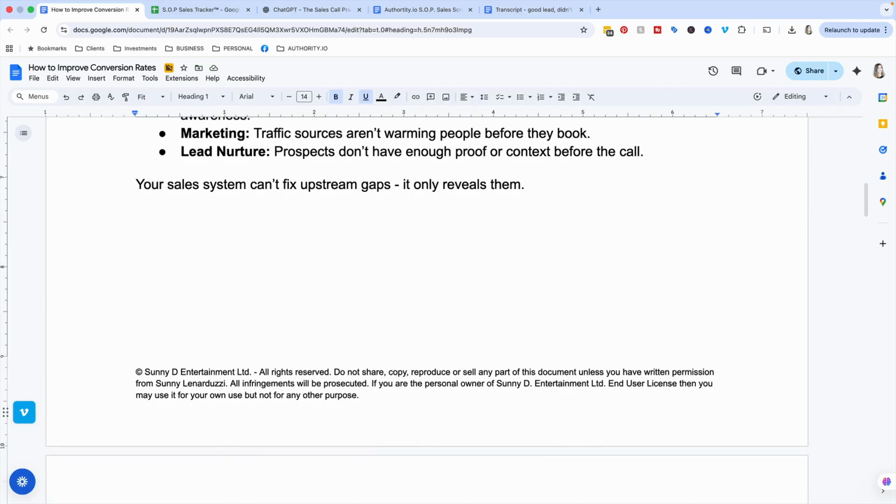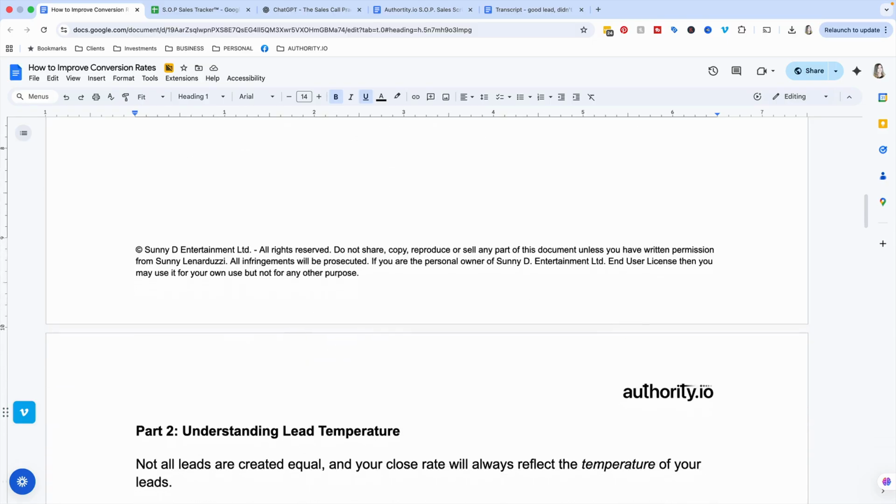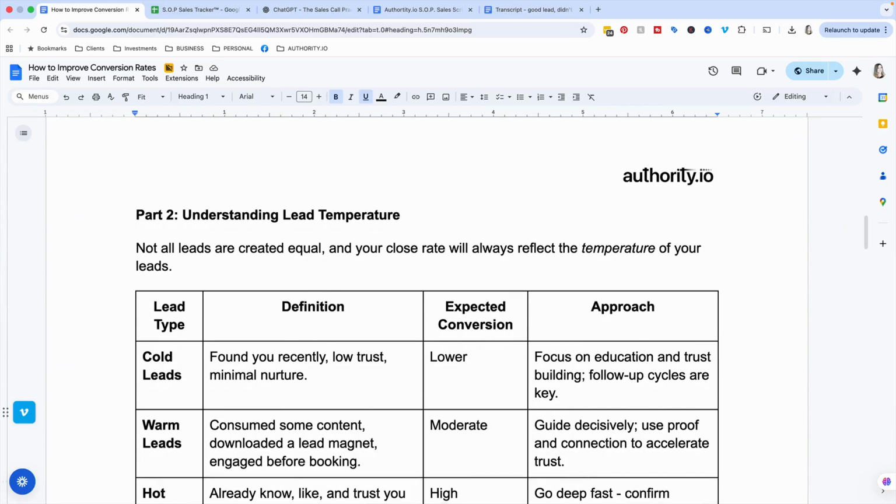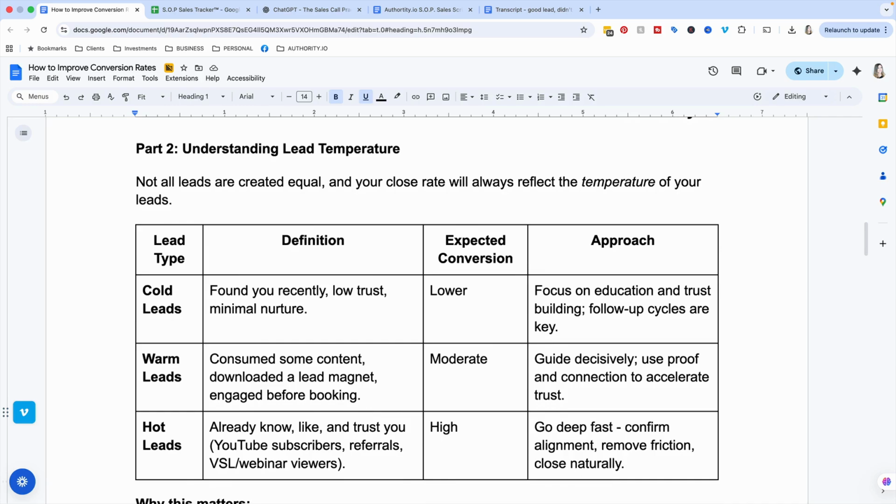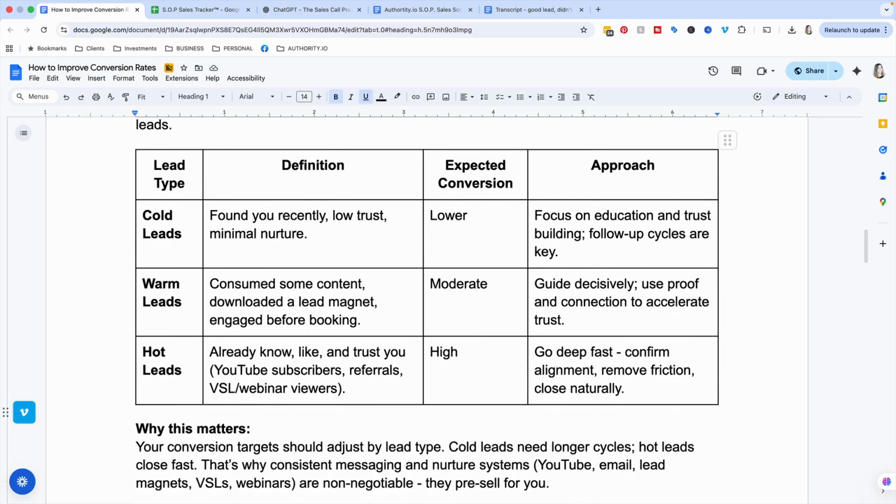Your sales system cannot fix upstream gaps. It only reveals them, which is not a bad thing. If you figure it out and you know it's not necessarily a sales issue and it's something upstream, that just means you go back to that pillar and you make those optimizations. So understanding lead temperature, not all leads are created equal, as much as I wish they were. And your close rate will always reflect the temperature of your leads. And this actually also very much so helps you temper your own expectations when you understand the difference between the three.